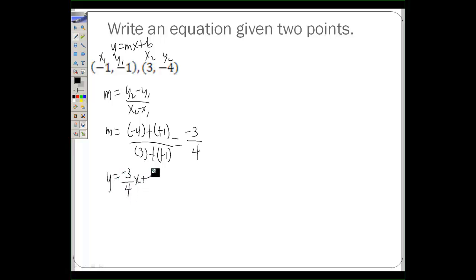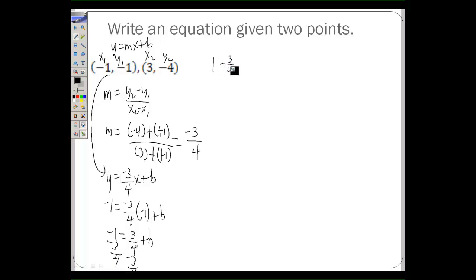I have y equals -3/4 x plus b. Now let's just pick a value to plug in and solve for b. -1 must equal -3/4 times -1 plus b. So I could say -1 equals 3/4 plus b. If I subtract 3/4, I know that 1 minus 3/4, here's my side work, is really 4/4 minus 3/4, which is equal to -7/4.